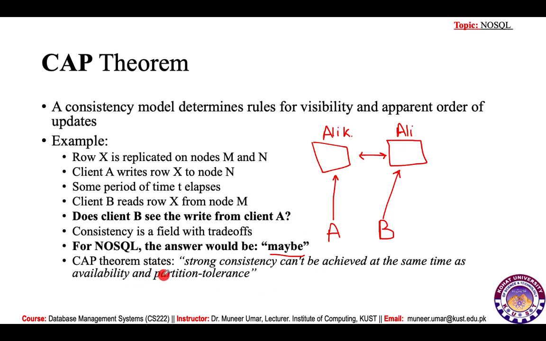CAP theorem states strong consistency can't be achieved at the same time as availability and partition tolerance. So if we are achieving availability and partition tolerance, then we cannot achieve strong consistency. This is the main thing in CAP theorem.